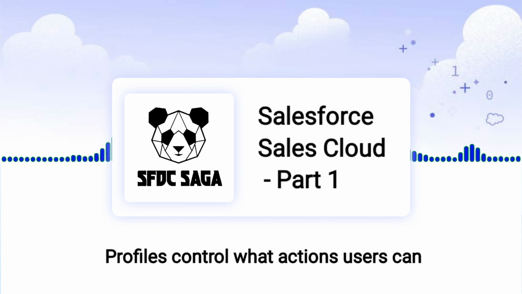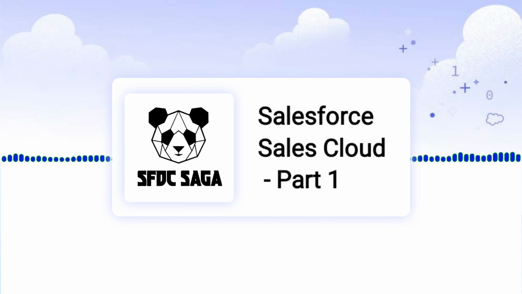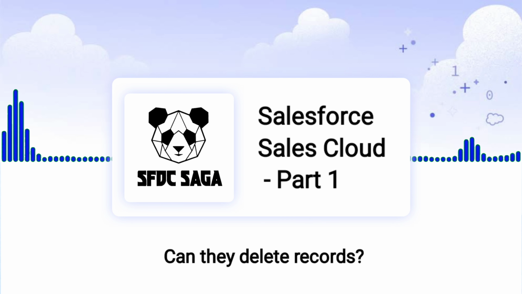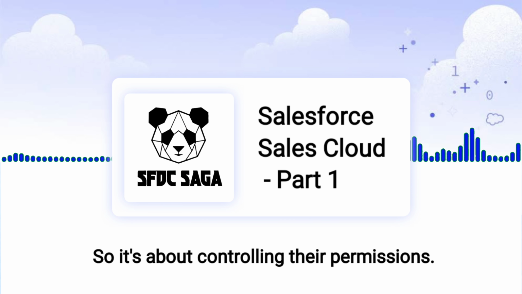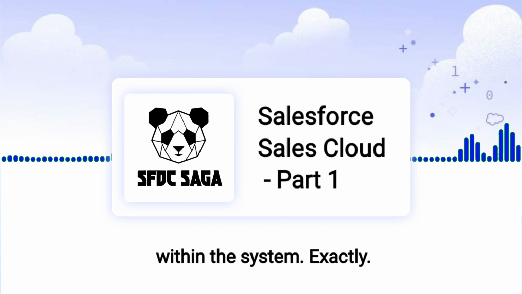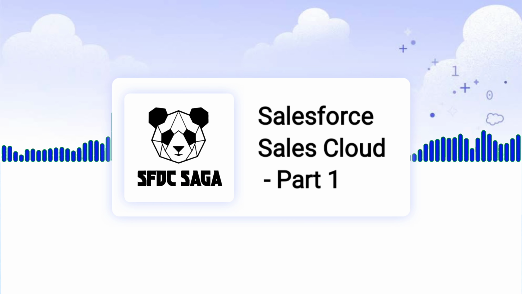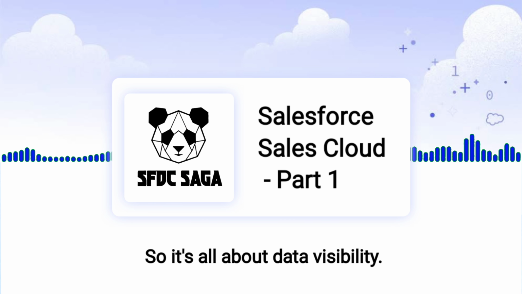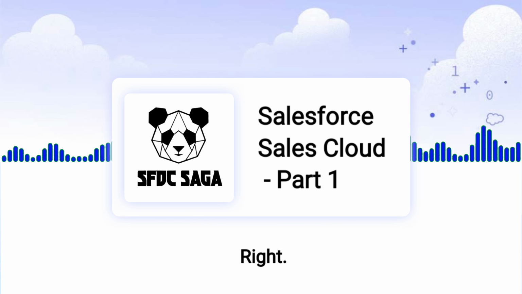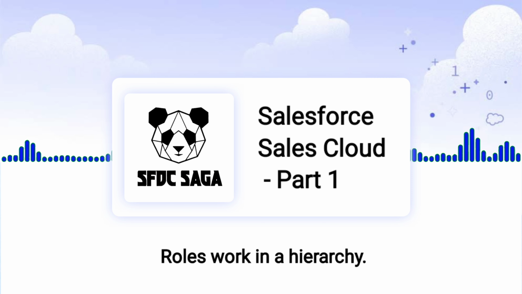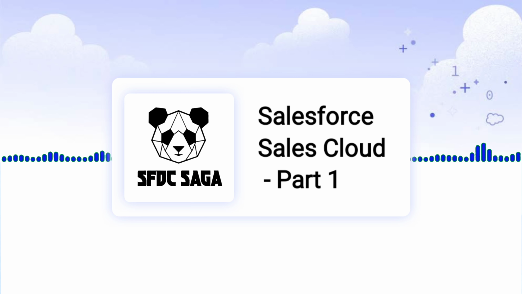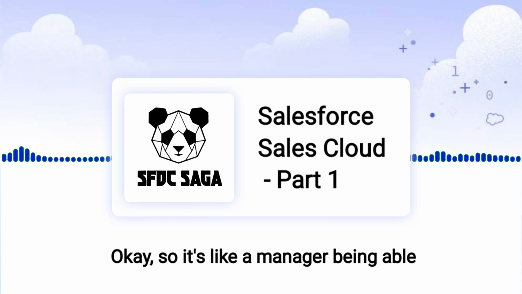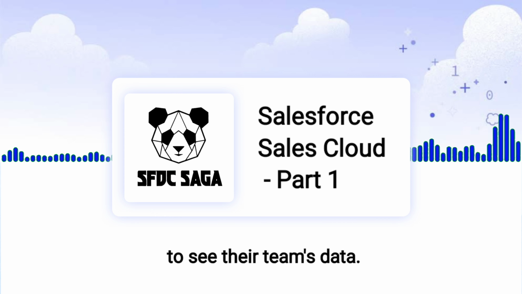And profiles. Profiles control what actions users can perform within Salesforce, like can they create records, can they edit records, can they delete records, that kind of stuff. So it's about controlling their permissions within the system. Exactly. And then we have roles, which determine who can see what information. So it's all about data visibility. Right. Roles work in a hierarchy, so someone higher up in the hierarchy can see data that belongs to someone lower down. Okay, so it's like a manager being able to see their team's data.